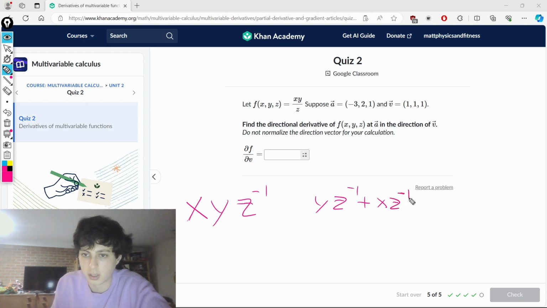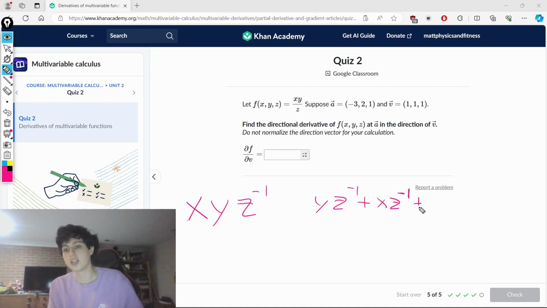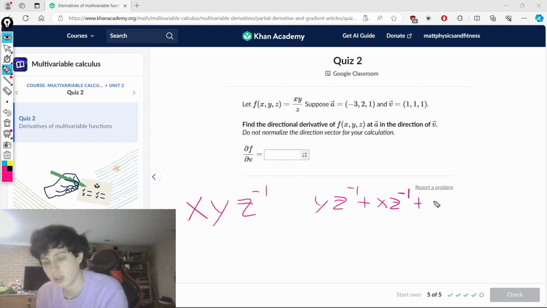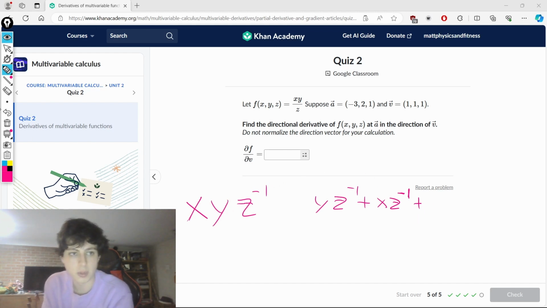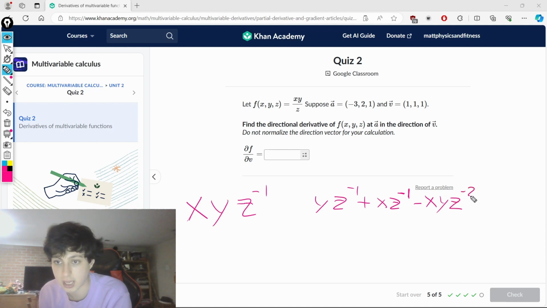y just goes away. Now our z derivative, what do we get? xy negative z to the negative 2. Negative comes all the way to the front. Maybe we can undo this plus sign. We'll turn it into a minus sign. Perfect. Minus x, y, z to the negative 2. Now I think this is where we just plug in our values.